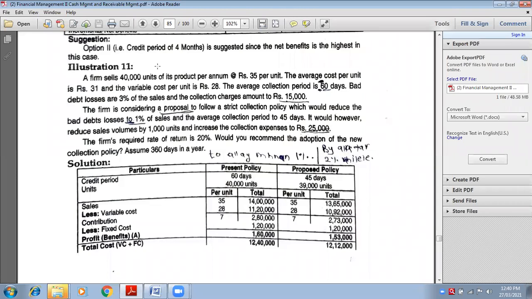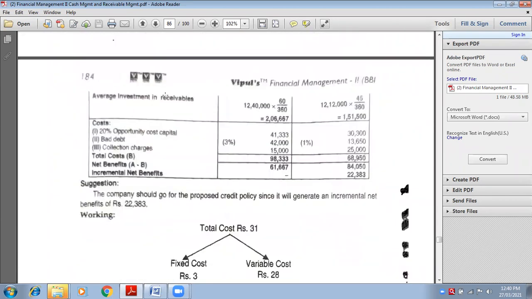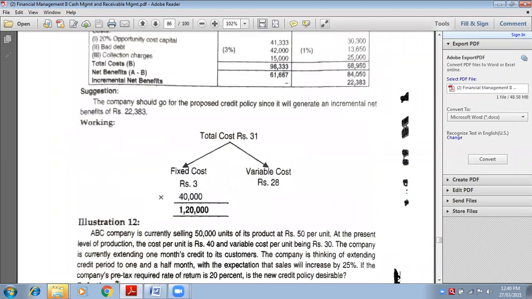What we need to do is, average cost per unit is 31. Out of that 31, variable cost is 28. Look at this working note. Total cost is 31 per unit. Out of that 31, variable cost is 28. What is fixed cost? Rupees 3. 31 minus 28 will give you fixed cost per unit.